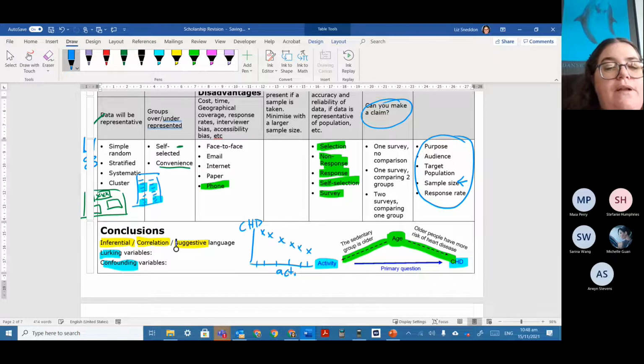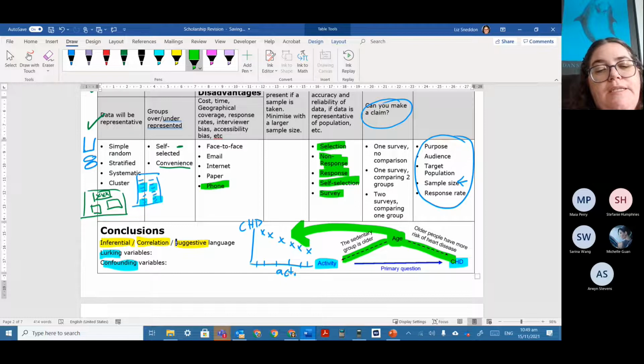So that's the kind of relationship I would expect to see if I collected data. But what we do know is behind the scenes, it's actually this variable of age that is contributing to both of those things. As people get older, their activity levels go down. As people get older, their risk of heart disease goes up. So age is our lurking or confounding variable. It's the one that's behind the scenes.